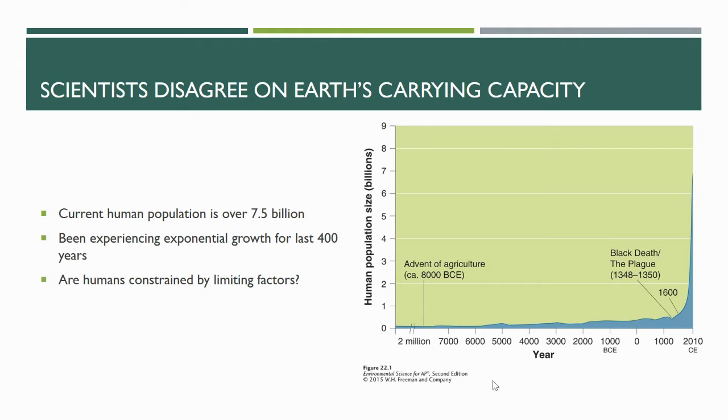Scientists do disagree on the Earth's carrying capacity for humans. Our current human population is over 7.5 billion people, and humans have been experiencing a period of exponential growth for the last 400 years, which gives us the question: are humans constrained by limiting factors like we know other organisms are, where, after this long period of exponential growth, they will experience overshoot and die off? I don't know that any of us will live long enough to know the answer to that question, but hopefully everything is okay.